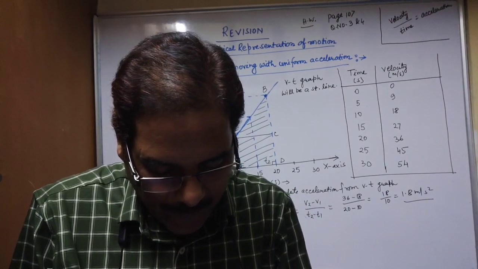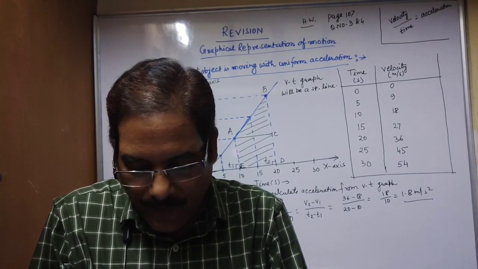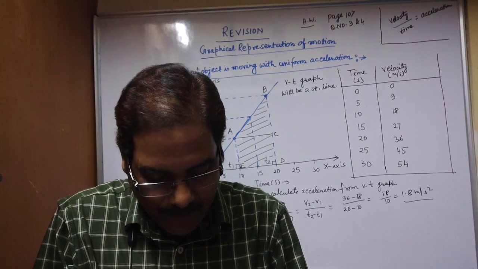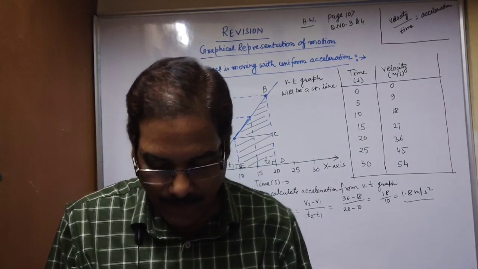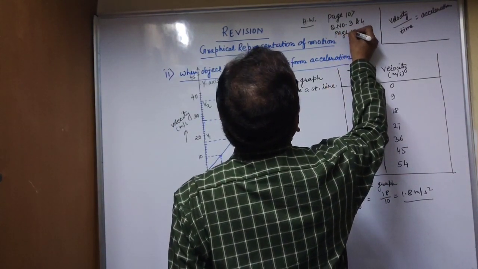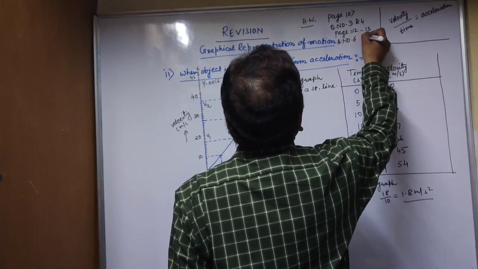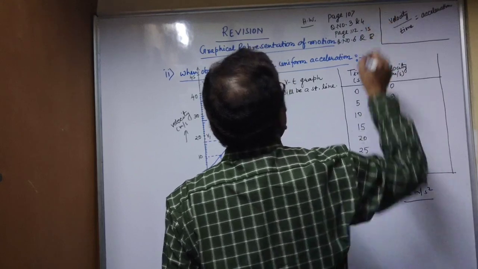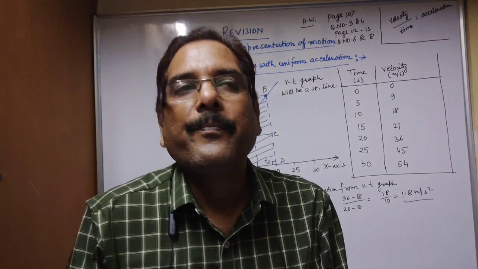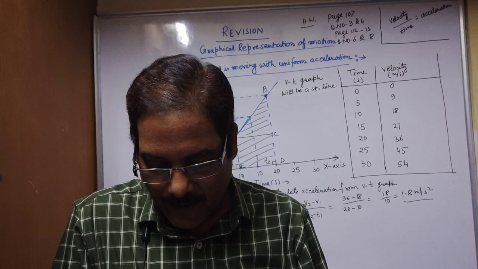Some questions are given at the chapter end, in the chapter end exercises. So question number 6 and question number 8, you also solve these questions. Page 112 and 113, question number 6 and 8. So try to solve these questions and send it to me on Friday evening on my WhatsApp number.